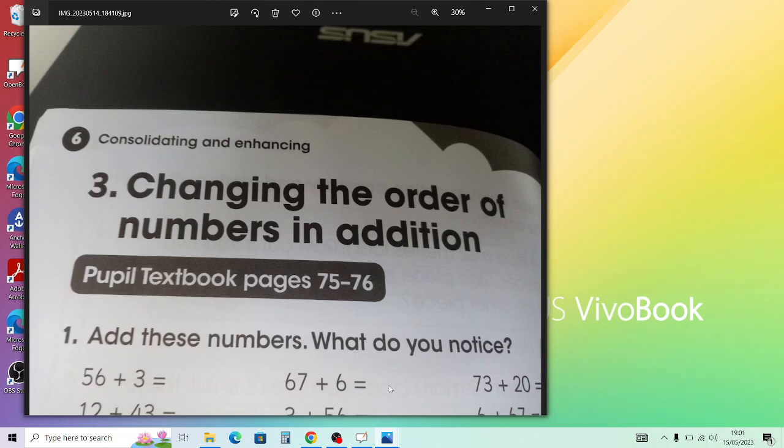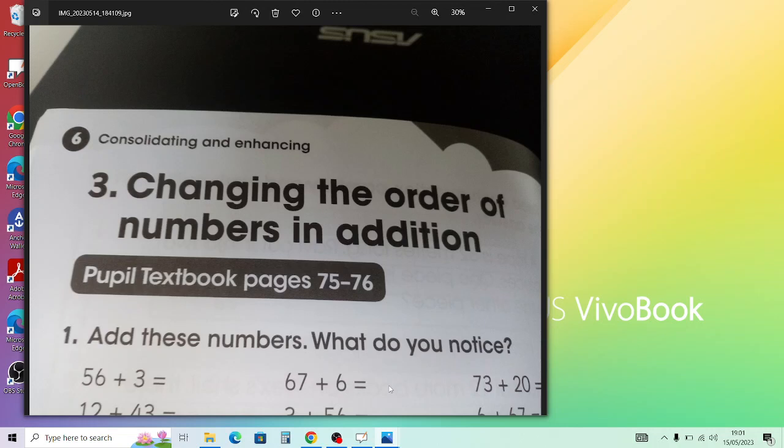Question 2, complete these number sentences, fill in the missing number. So 8 plus 35 is the same as something plus 8. Just a reminder that we can do it either way, and this is demonstrating that. So 8 plus 35 is the same as 35 plus 8, 42 plus 49 is the same as 49 plus 42, and so on and so forth.